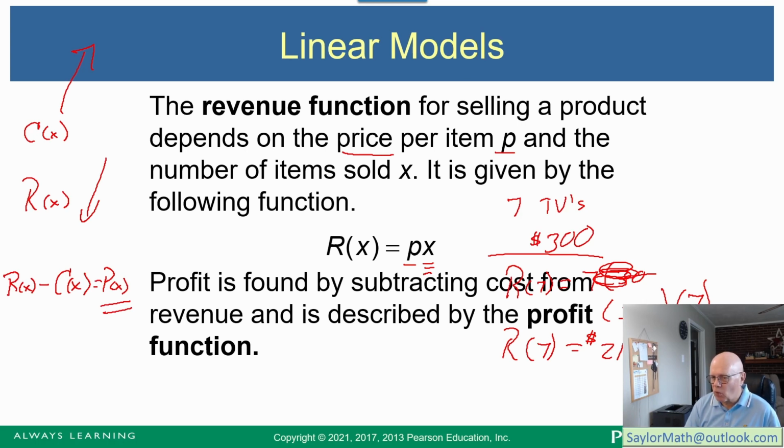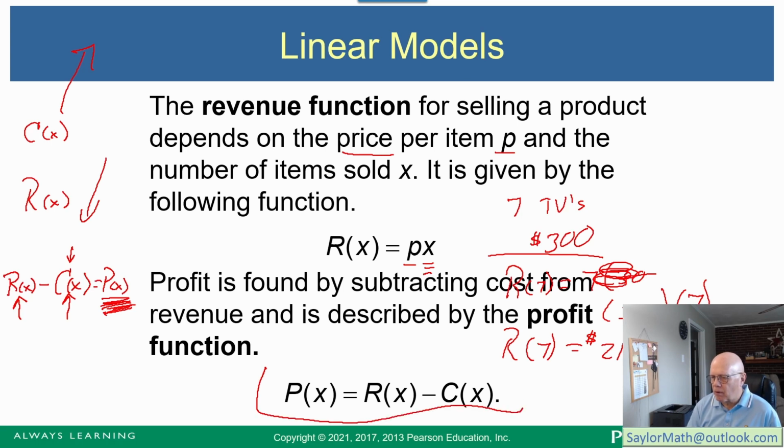Okay, backtracking one more time. This is the money coming in. This is the money going out. This is what you get. And of course, if this gets too big, if this is more than the revenue, you're losing money. Profit means you've made money. If it ends up being negative, you've got a problem. Here's the profit function. Profit equals revenue minus cost. Basic.